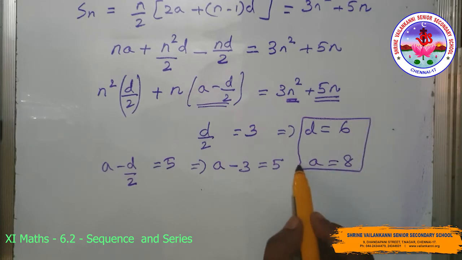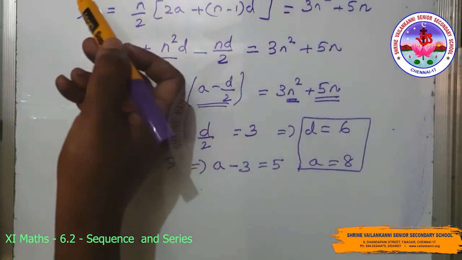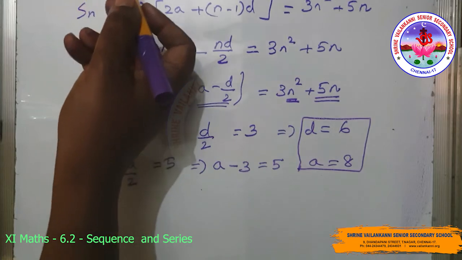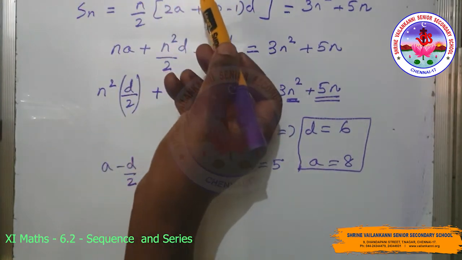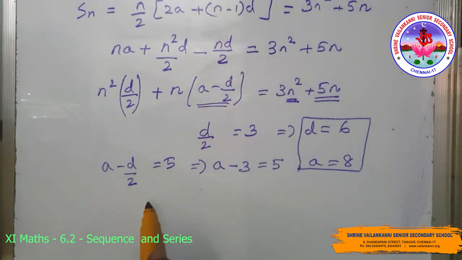Now we have to find the value of m. Substituting in a_m, the mth term is given as 164. So a_m equals a + (m - 1)d, which is equal to 164.